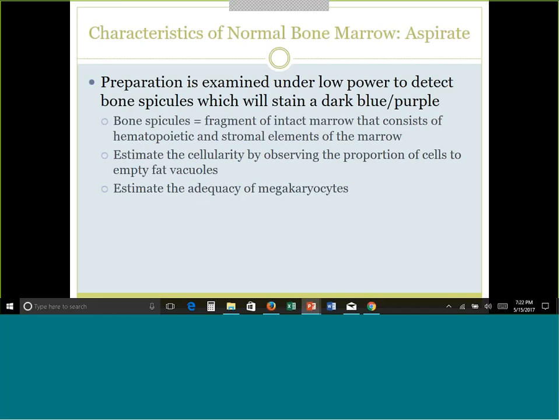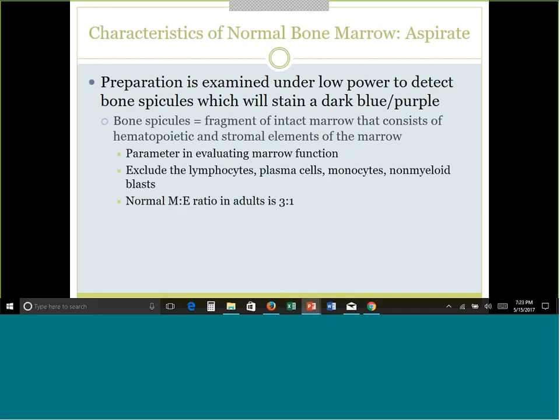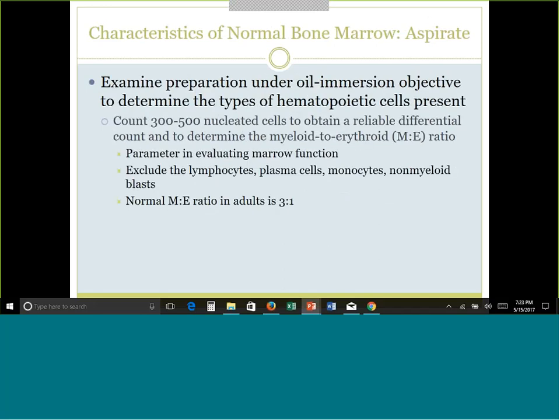Remember, megakaryocytes are the cells that are going to make platelets. They're the biggest cells in the bone marrow, so they're easily seen under a 10x low objective. So we can just make sure there are enough megakaryocytes, not too many, but enough of them around. Then you're going to move to your 100x oil immersion objective.